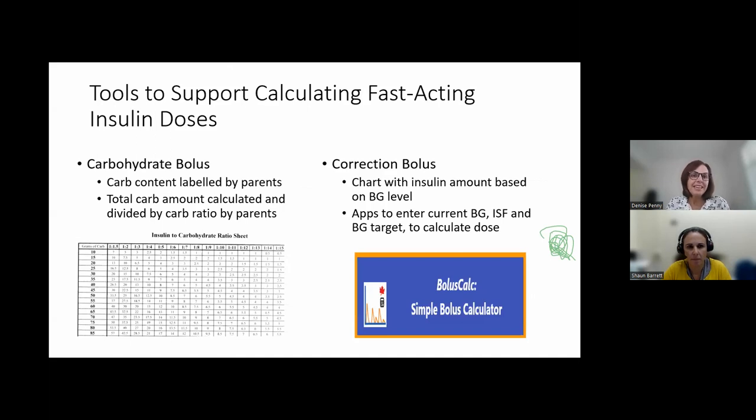Fixed doses are very easy. It is what it is. If it's 5 units or 6 units, regardless of what that child has in his lunchbox.